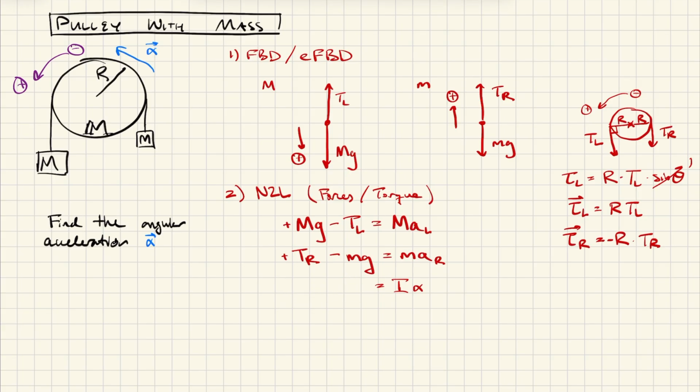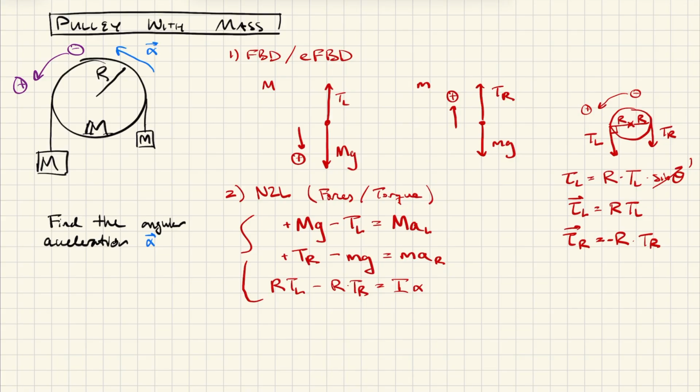So I know tau L is R times TL, and tau R is R times TR, okay? And so going directly from our free body diagrams, I can get these Newton's second law equations, okay? And so, as per usual, what I want to do is avoid thinking about simplifications until I get to my step 3 for constraints, okay?